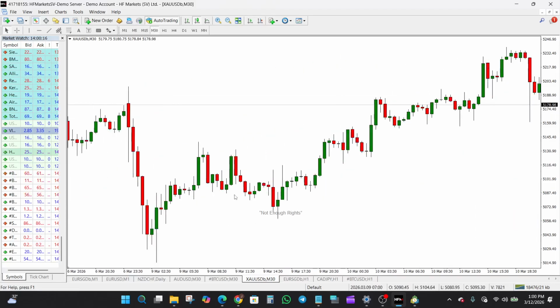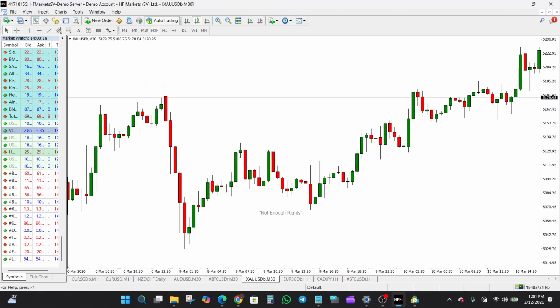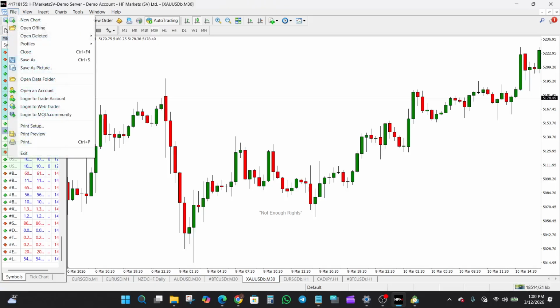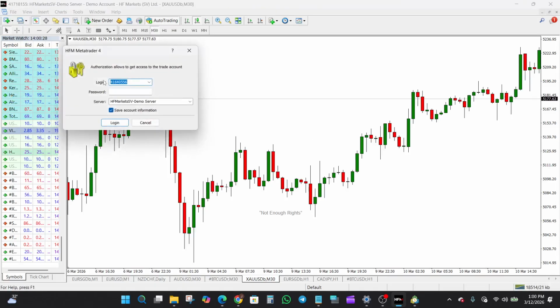The fourth step is to reconnect to the server. Connection issues can sometimes trigger platform error. So just try reconnecting to your trading account. You go to file, you go to login to trade account, all right, and then just re-enter your login details, login and password. Remember to use your main trading password, okay? This can refresh the connection with the trading server.